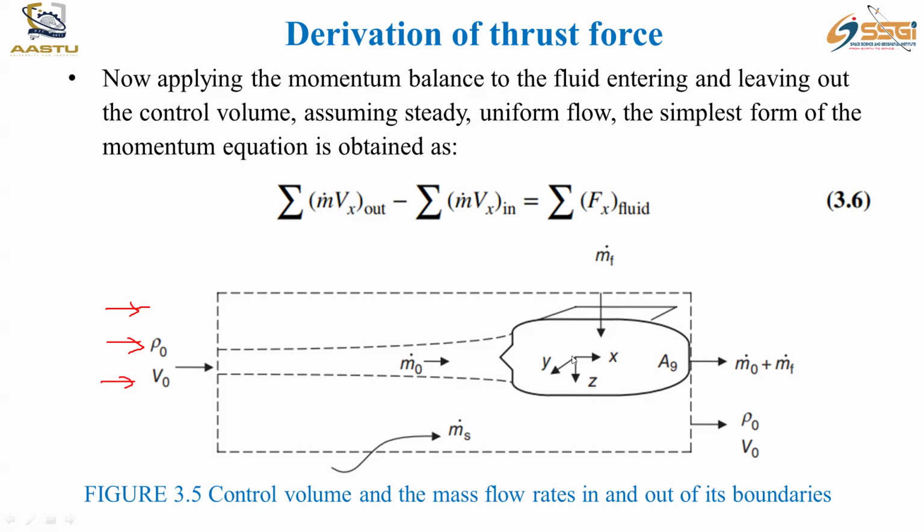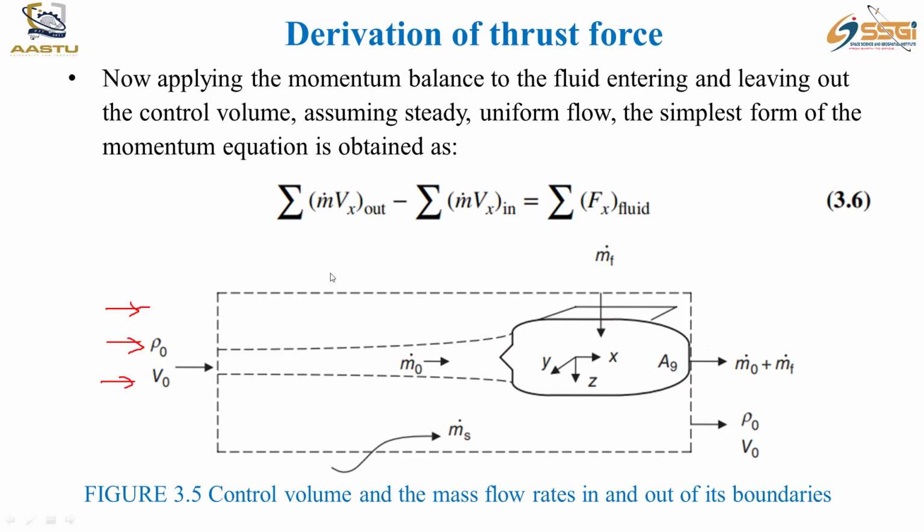Just simply taking the XYZ Cartesian coordinate at this point, mass of fuel is entering into the system from the fuel tank. And this fuel and oxidizer mix together within the combustion chamber, so combustion will take place. And the mass of air plus the mass of fuel is coming out. The mass flow rate of air plus the mass flow rate of fuel together comes out. That is the hot gas. So this hot gas is coming out here.